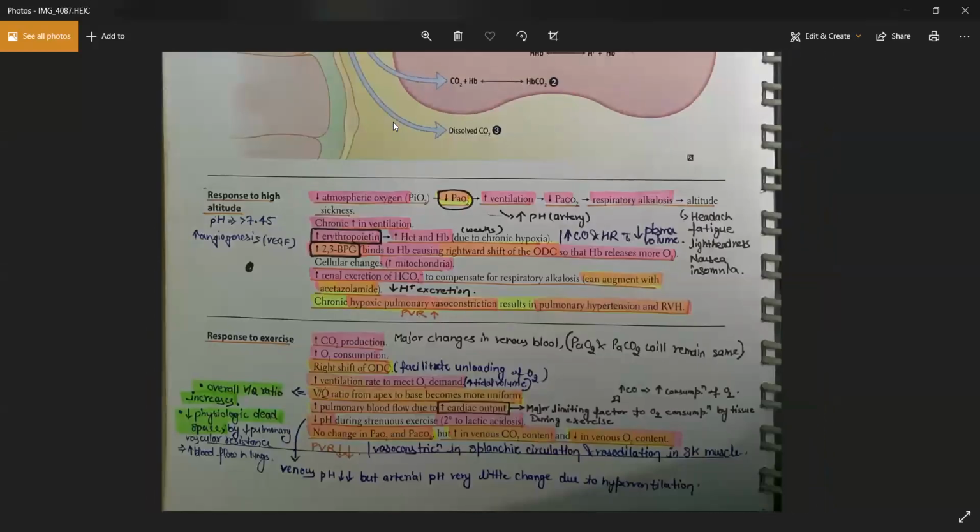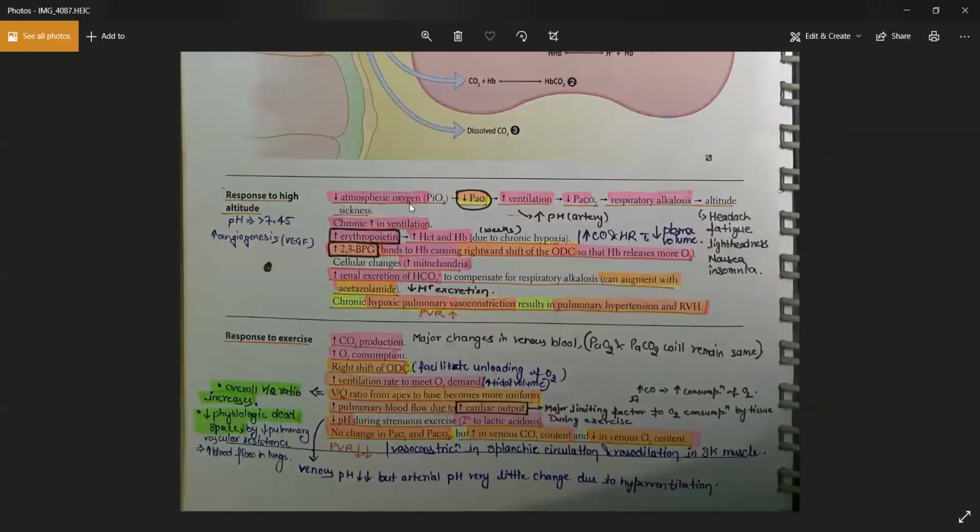So now comes the response to high altitude. Whenever you go to high altitude, what you will find is low atmospheric oxygen, right? If the atmospheric oxygen is low, then you're having hyperventilation because of low oxygen. Hypoxia, hypoxemia will happen with a normal A-a gradient, remember? Last page we have discussed that.